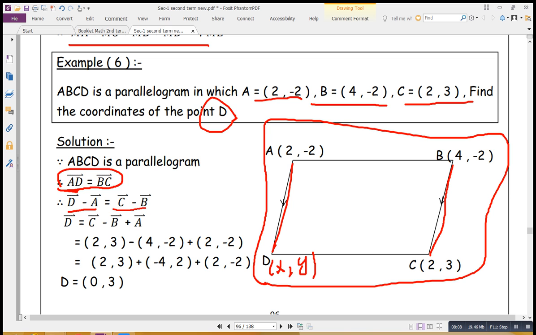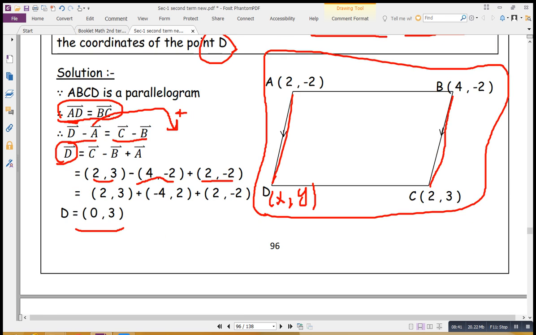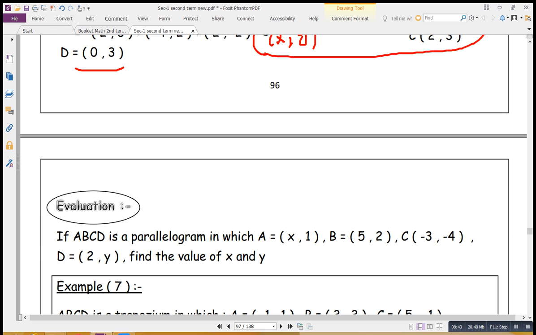So to get the coordinates of D, the vector A goes to the other side with the opposite sign, so it will be positive. So D equals C minus B plus A. As you see here, C is (2, 3), minus B, which is (-2, 2), plus A, which is (-2, 4). Adding all of these together, the answer is (0, 3). Okay, so these are the coordinates of the point D. Try to solve this evaluation yourself.